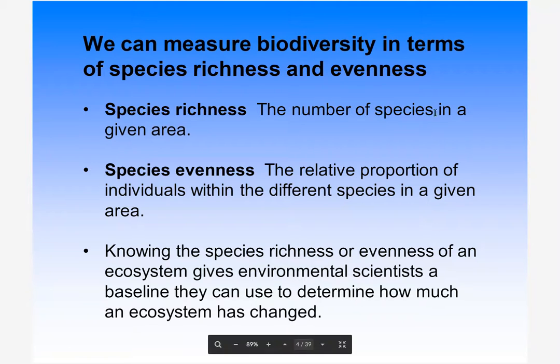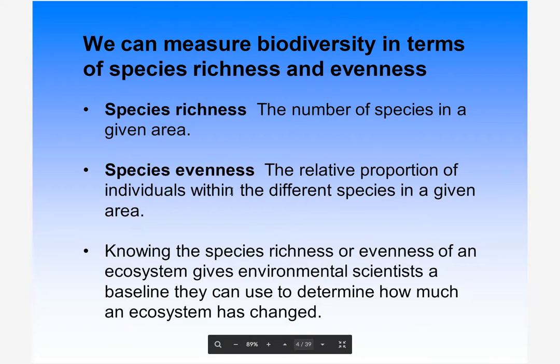Species richness, the number of species in a given area, right? So if you have a certain area, forest, desert, you pick a certain area and if you're able to figure out how many different species are in that area, that would be species richness. So if you have an area with one type of species of tree, let's say, or grass, that would have a very low species richness, right? So the number of species in a given area. I think of that as biodiversity for the most part. So more different kinds of species means more diversity, right?